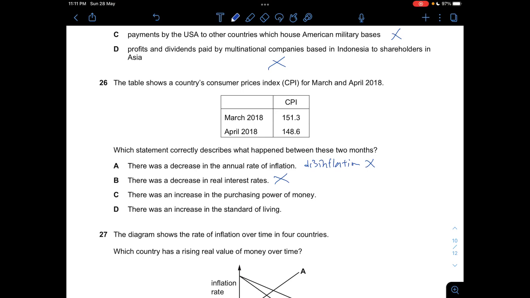C, there was an increase in purchasing power of money. Yes, that's correct. D, there was an increase in standard of living. There's no way to prove that there's an increase in standard of living, so no. I'll say C.